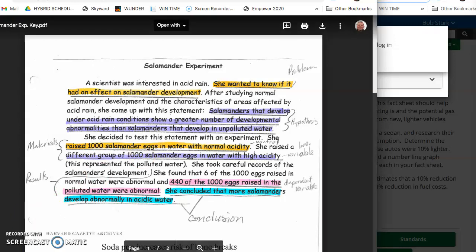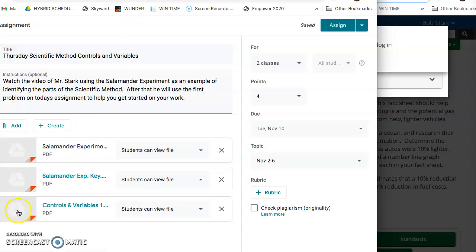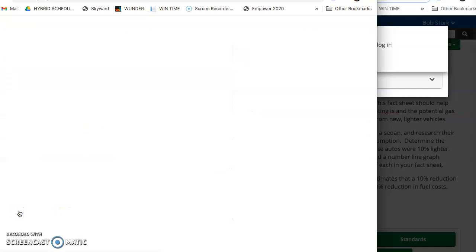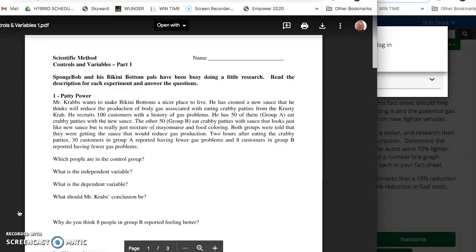So that was just an example of how to identify the parts of the scientific method. There's nothing to do on that part. It was just kind of me walking you through that, giving the example. I'm going to walk you through the first part of your assignment today. Okay, so we have 4 little scenarios, and you have to identify certain things.